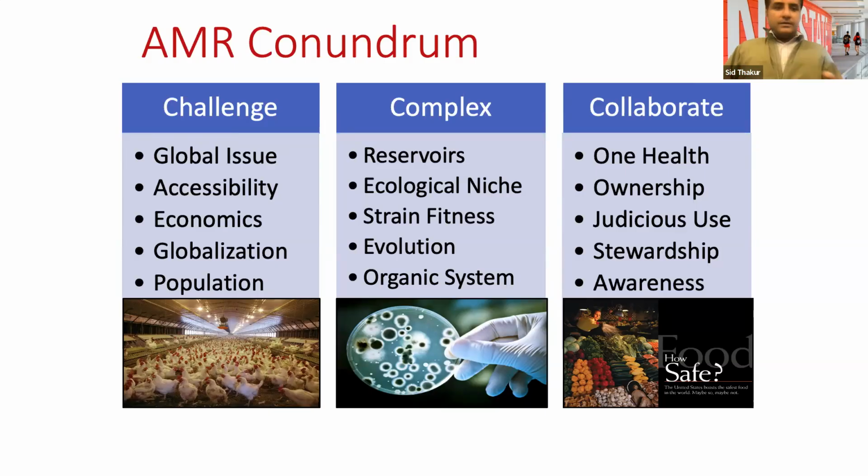It's 3C. I call it: challenge, the complexity of the problem, and how we can work collaboratively to solve the problem. So it's a global issue. I think we talked about it. I showed you many examples of pathogens floating around the world. Accessibility to drugs. I showed you that picture where the gentleman was buying drugs as if he's buying vegetables in a supermarket. And that unfortunately is the reality.